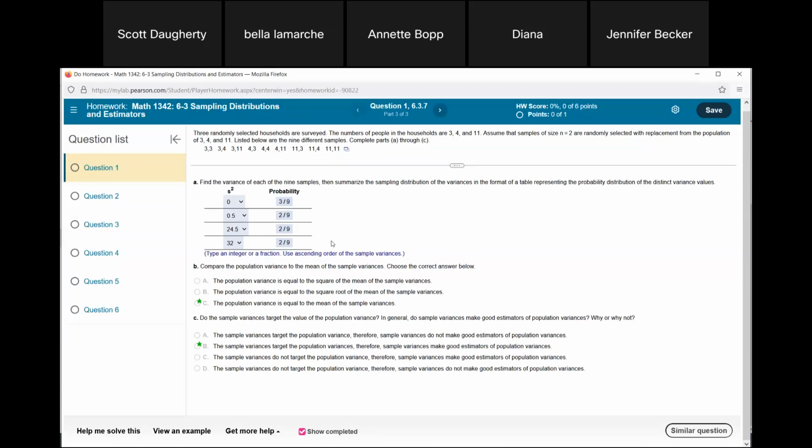And the next thing they want you to do is to compare the population variance to the mean of the sample variances, because we're trying to determine whether this is a good estimator. Can we estimate the population variance using the sample variance? Is it a good estimator? So first, let's look at what the population variance actually is. I'm going to put 3, 4, and 11 into the calculator and see what the population variance is for those 3 numbers from the population.